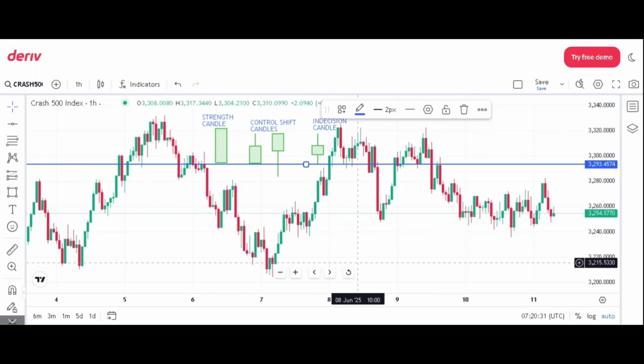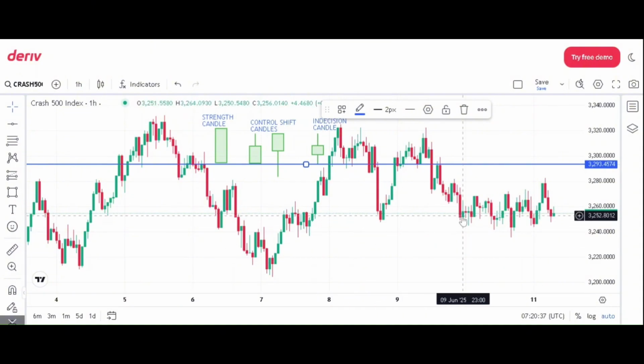Then we also have the indecision candle. It's known as the Doji candlestick. It's a sign whereby the market has not yet decided whether to buy or to sell. For instance, here you can see it has got two wicks, one at the top, one at the bottom, and a small body here. So in a nutshell, we can see that the market has not yet decided where to go.